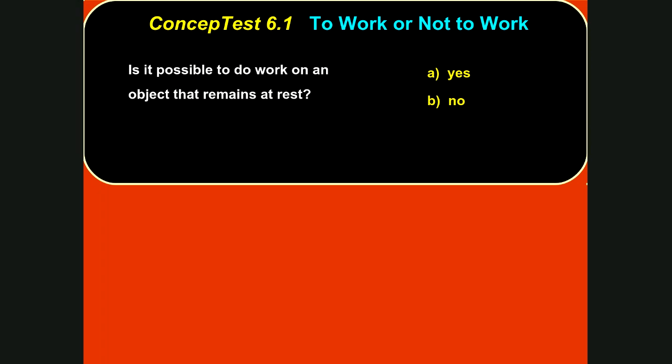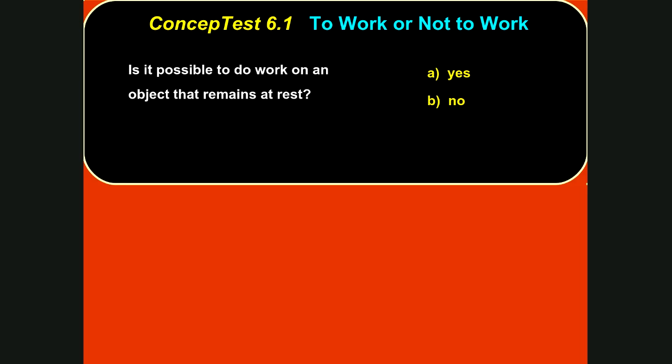All right, so I'll go ahead and explain the multiple choice questions for chapter number 6. So chapter number 6, as you all know, is a work, energy, and power chapter. So you should expect multiple choice questions pertaining to these concepts. So our first multiple choice question is: is it possible to do work on an object that remains at rest?